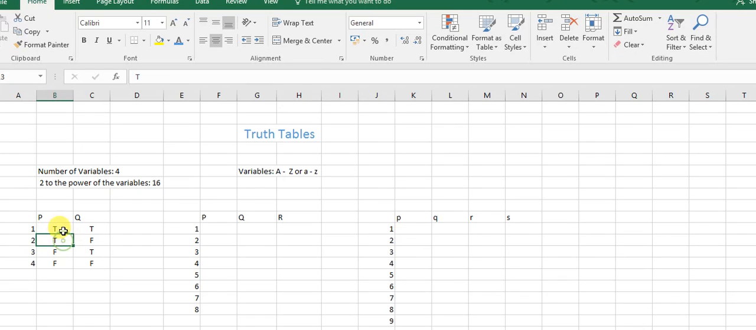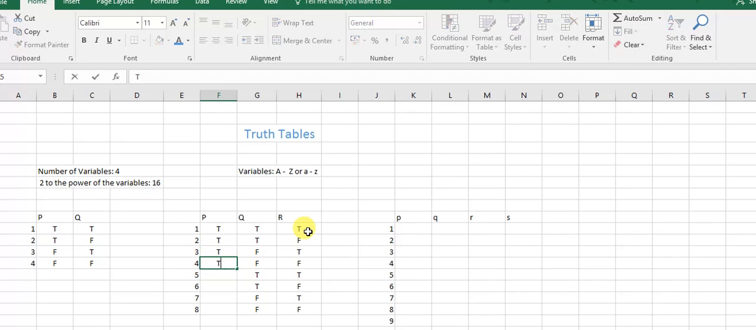The truth value here alternates once. Here it alternates twice, so there'll be 2 T's, 2 F's. And as you have guessed, it's going to be pretty much the same, but a little bit different in this one because we have 3 variables, so it's going to go 4 times in this row. So it's going to be T, F, T, F, T, F, T, F. Okay? And in this row, you're going to have T, T, F, F, T, T, F, F. And in this row, you're going to have T, T, T, T, F, F, F, F.